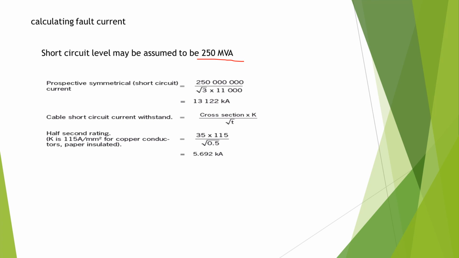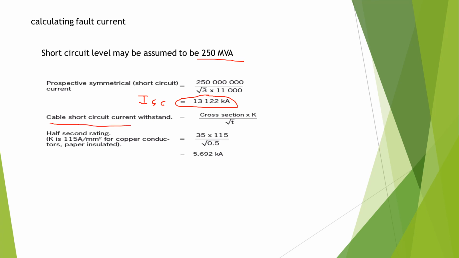perspective, symmetrical short circuit current, 250 divided by square root 3 times the voltage, is 11,000 volts. That gives me the I short circuit. Now, cable short circuit withstand.